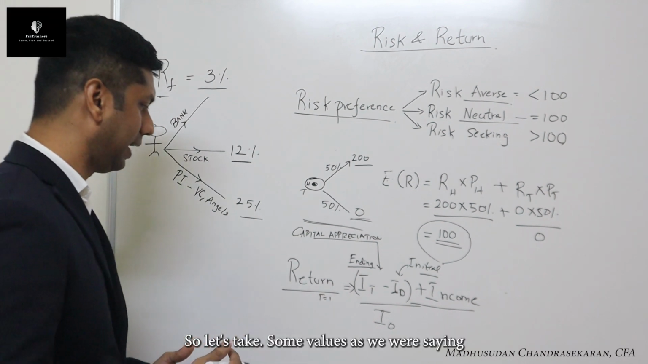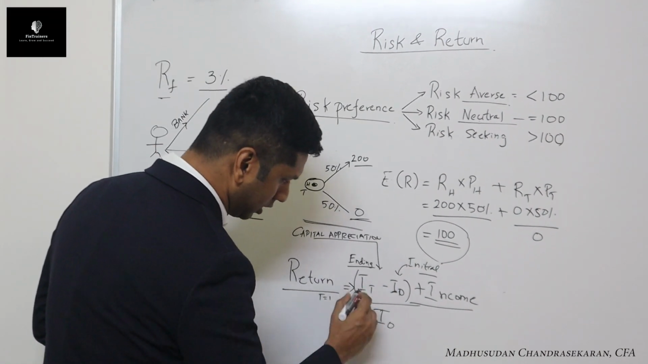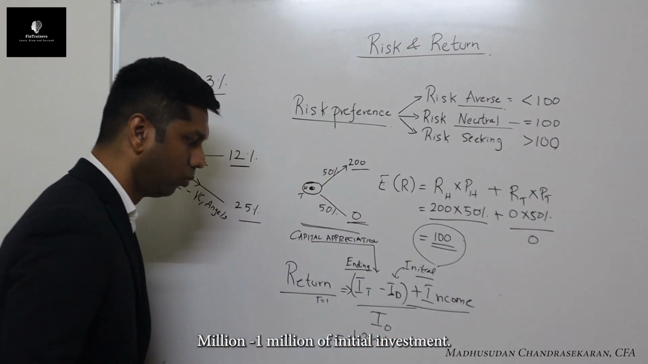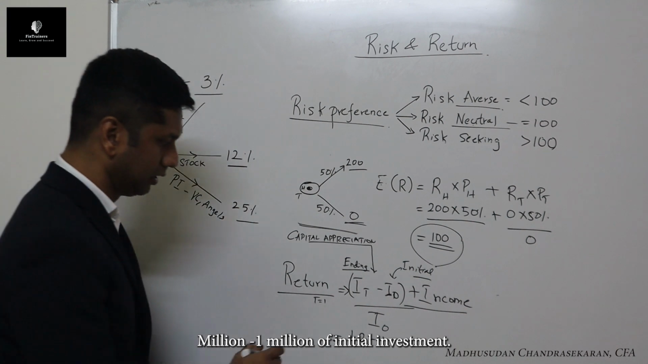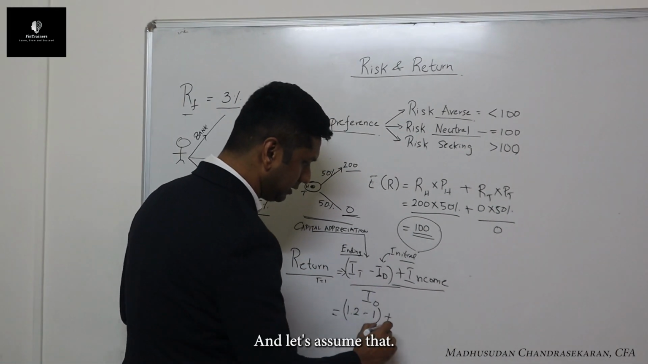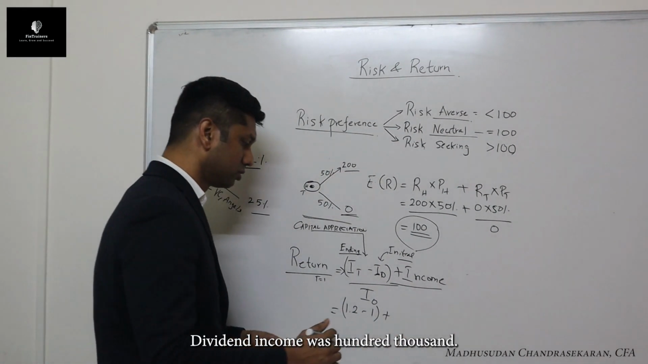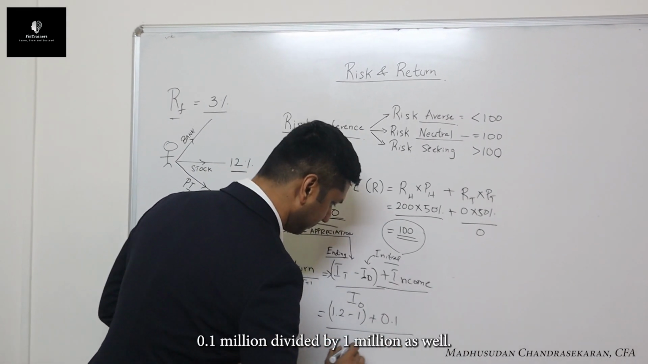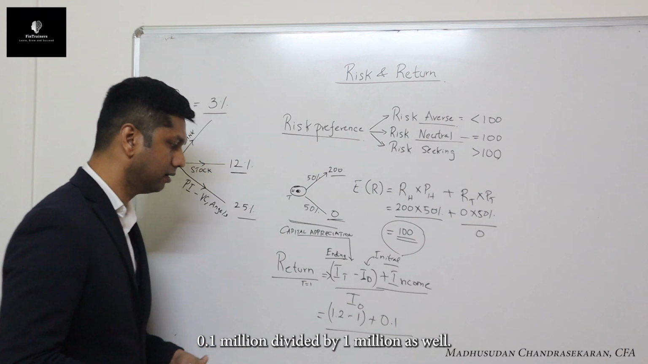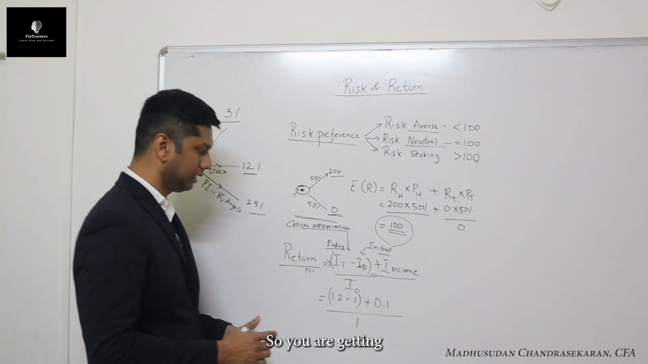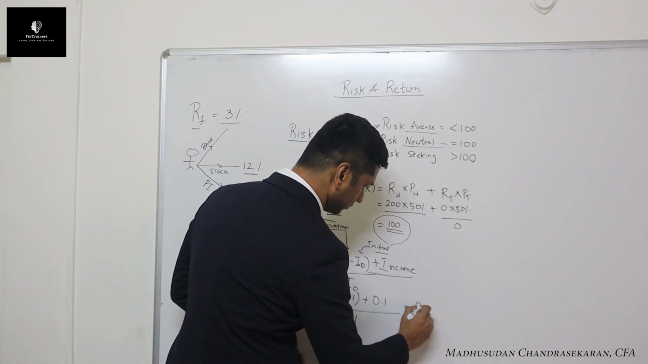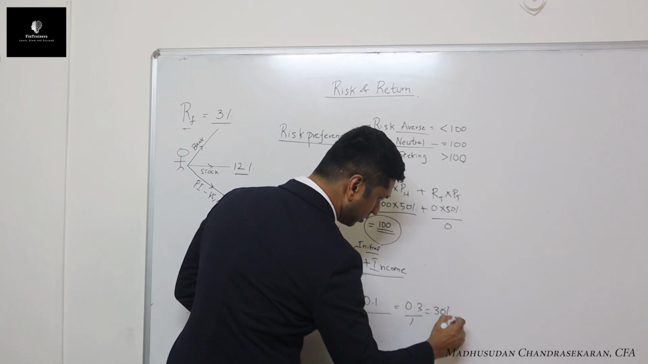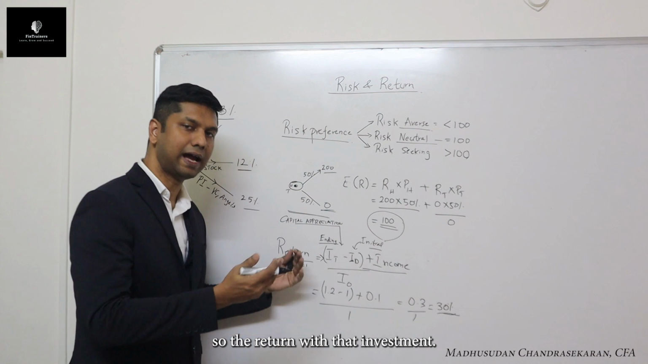So let's take some values as we were saying. This was 1.2 million minus the 1 million of initial investment, and let's assume the dividend income was 100,000, so 0.1 million, and you divide it by 1 million as well. So you are getting the return with that investment.